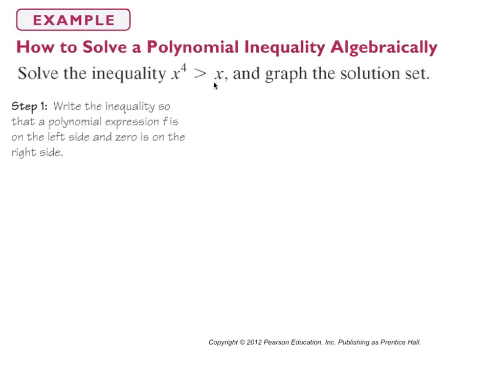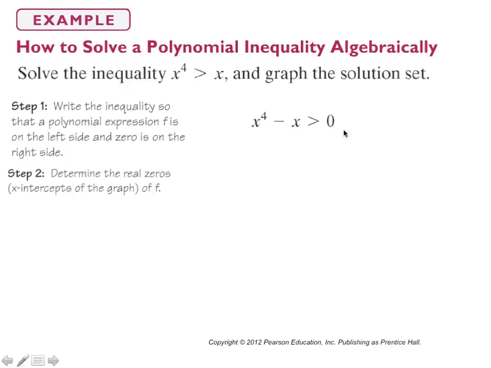So step 1 for these is to always write your inequality so that you have something on the left, but you just have 0 on the right. So what we want to do is subtract x from both sides. So if we do that, we get x to the fourth minus x is greater than 0. And then step 2 is to determine the real zeros. Those are our x-intercepts. So all we really need to do is just factor.